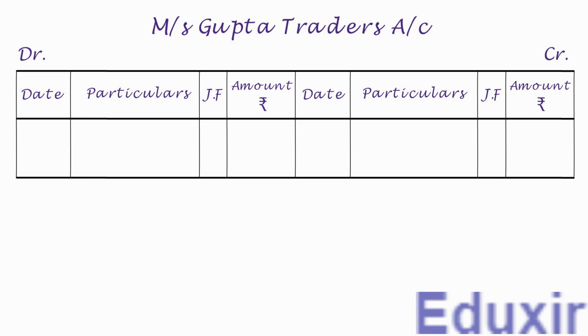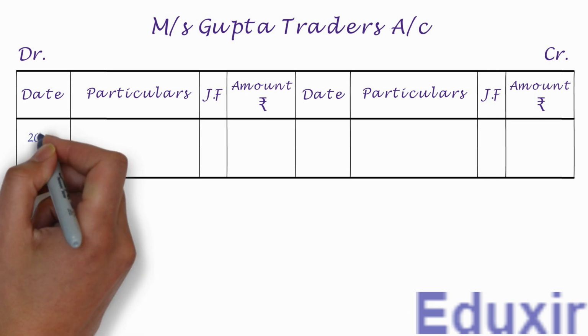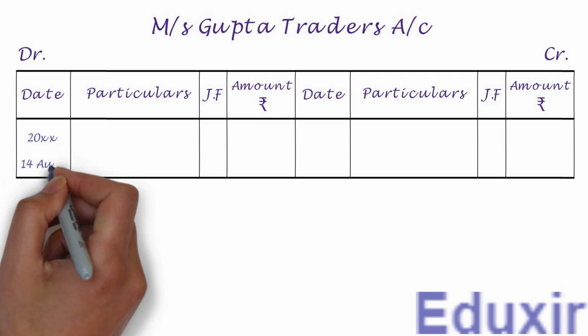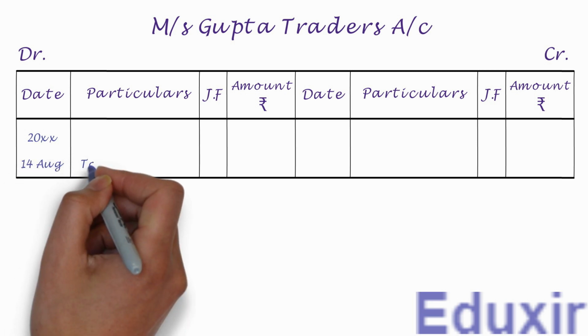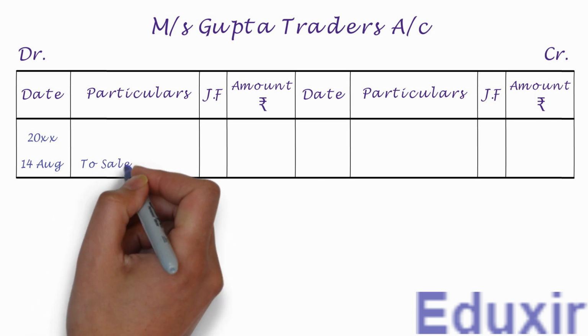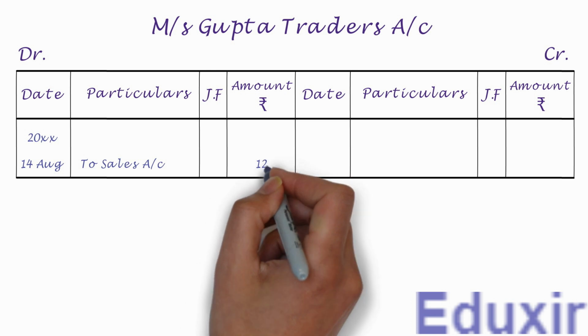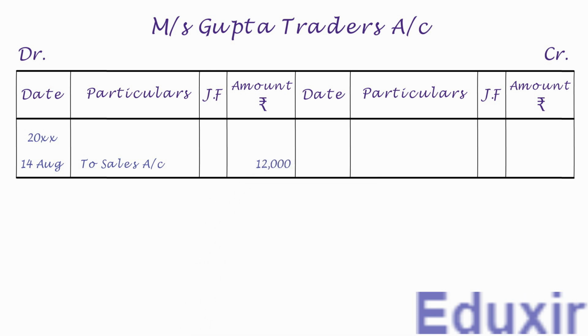Now on the debit side, let us first write the year in the date column. Let us now write the date. We need to write to sales account into the particulars column. Let's write the debit amount of 12,000 rupees into the amount column. With that, we have completed the posting of this journal entry into Messrs Gupta Traders account.